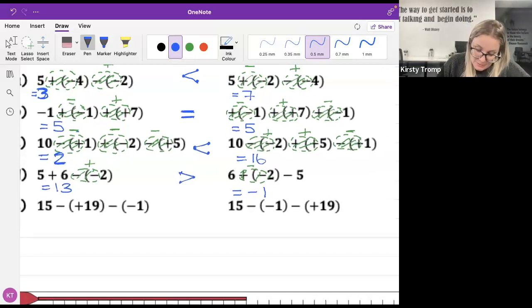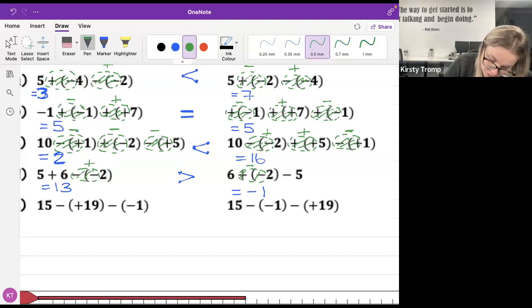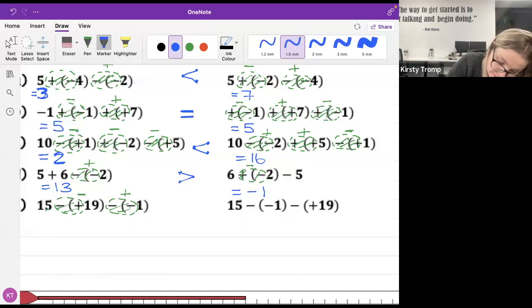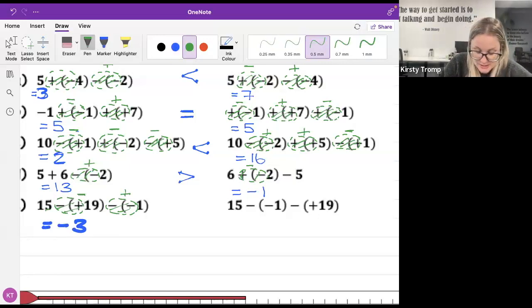And finally, my last one there before we carry on with today's work. So I've got a negative and a positive next to each other. I cross them out, I get a negative. I have a negative and a negative next to each other. I cross them out, I get a positive. 15 minus 19 gives me negative 4. And negative 4 plus 1 is going to give me negative 3.